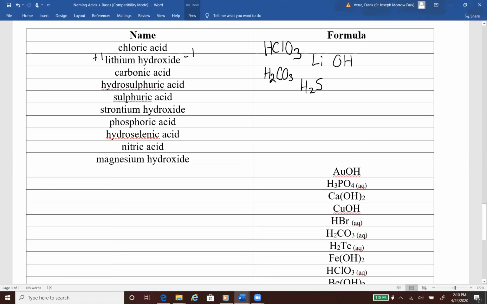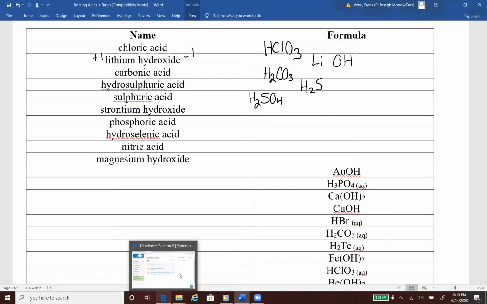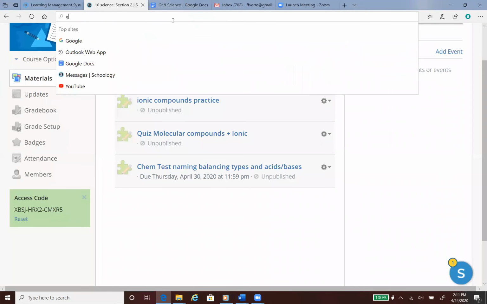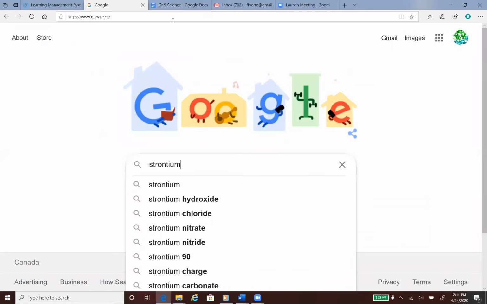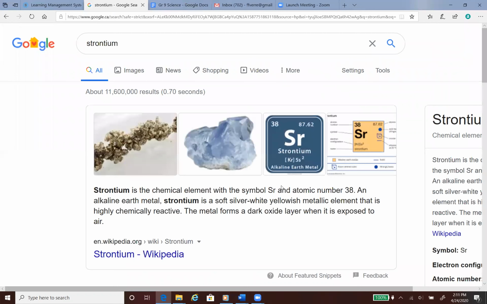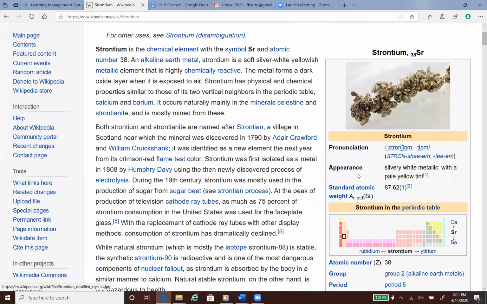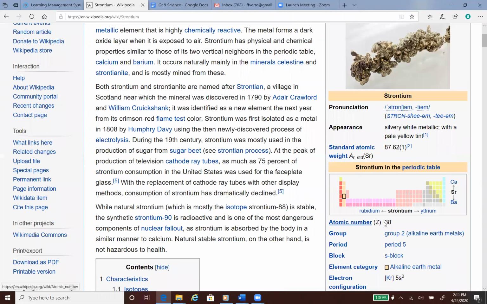We did hydrosulfuric acid, so a lot of these are repeats actually. Hydrosulfuric is H2S. We did sulfuric already, so sulfuric is H2SO4. Strontium hydroxide. Strontium is, where is strontium on my periodic table? I think strontium is +2, but I'm not 100% sure. Let's look it up. Strontium is atomic number 38. So where is that in the periodic table? It's in the second row, so it's +2.